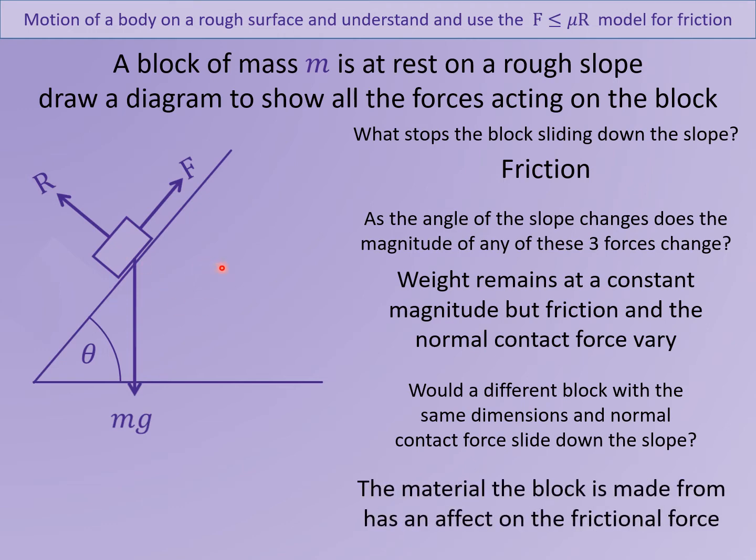So friction is definitely made out of two things. It's to do with the R value, the normal contact force, but it's also to do with the type of material that the two surfaces are connected together with.